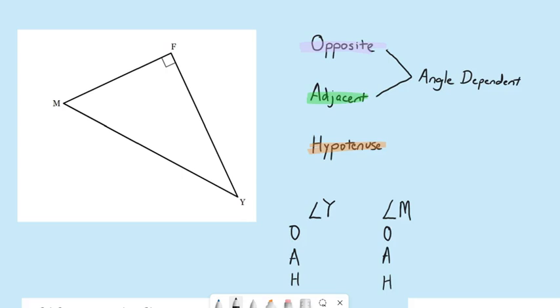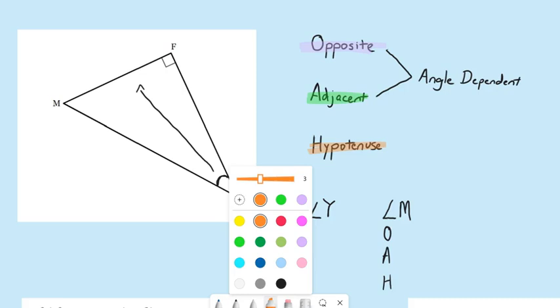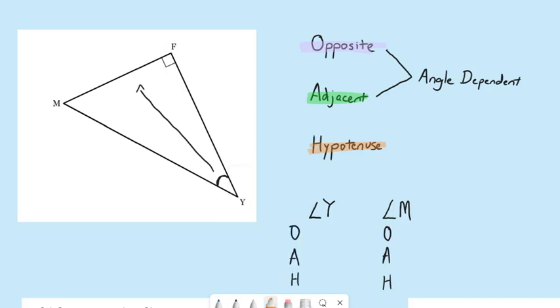So let's see how this works here. Let's look at angle Y, and let's say that is our first perspective. So we're at angle Y. What is opposite angle Y? Well, that's clearly going to be this line here, which we can call FM. So I'm going to highlight that in the purple. That's what I've denoted here for opposite.